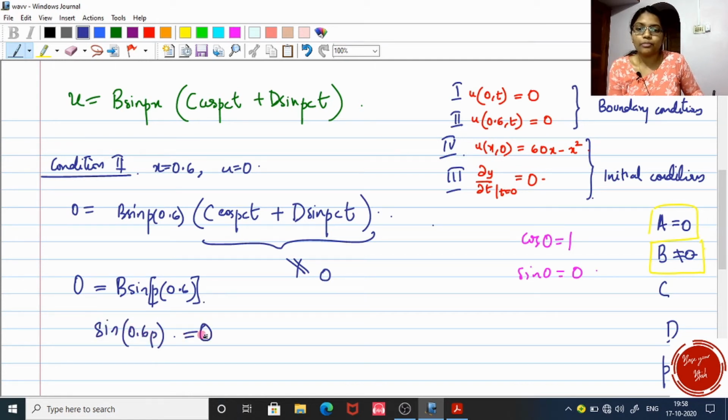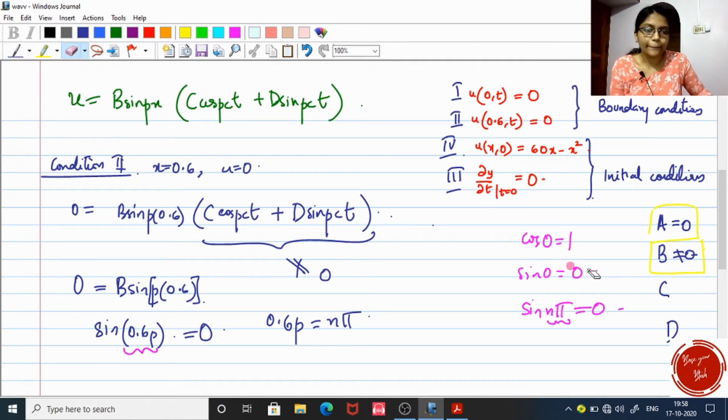0.6p as 0, and we know that sin n pi is 0. So let's compare, that is n pi and 0.6p will be equal. So 0.6p is equal to n pi. Now we do want to get the value for p. Here p value is, let's see, p is equal to n pi by 0.6. So it is actually n pi divided by 0.6. So p is also ready.